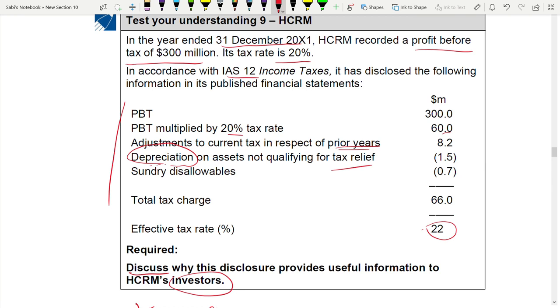But what about other reconciling items like sundry disallowables? Other reconciling items should be explained to investors, remember. And even for sundry disallowances, keep them to a minimum; too much use is not good. If you go by HCRM's reconciliation, the sundry category is very insignificant, just 0.7. Although giving more information might be more useful in this case.